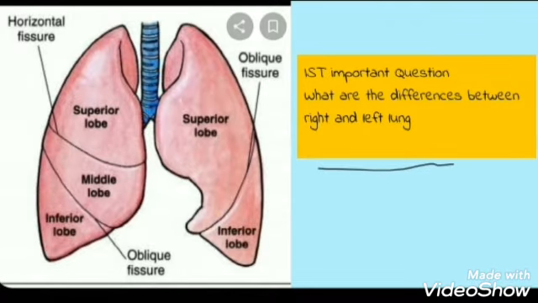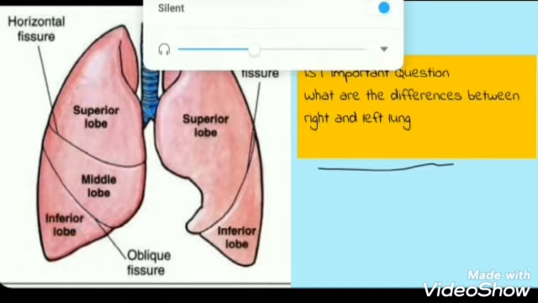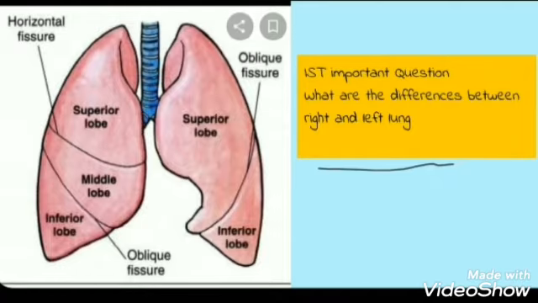To know the differences between the right and left lung, we should be very clear about the anatomical features of each. Look at this diagram. Here is the superior lobe of the right lung, the middle lobe and the inferior lobe. So in total there are 3 lobes in the right lung, and 2 lobes in the left lung. So the first difference is that the right lung has 3 lobes whereas the left lung has 2 lobes.